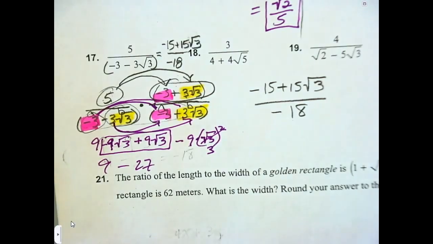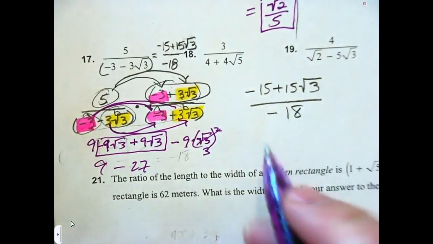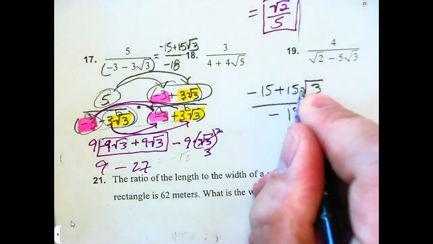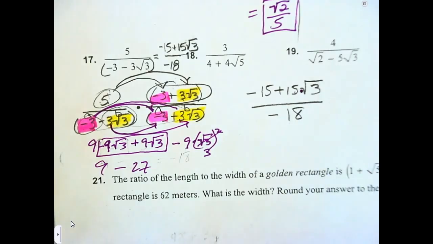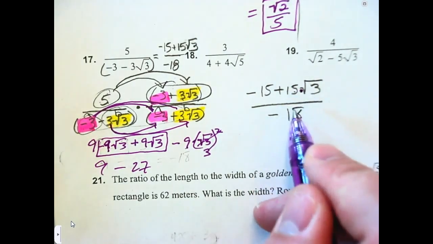Can we put these two together, is what you're asking? You cannot put these together. It's a good question because they're multiplying right there. So you have to follow the order of operations. You have to multiply those two things first.